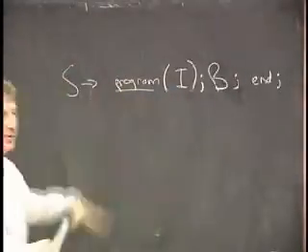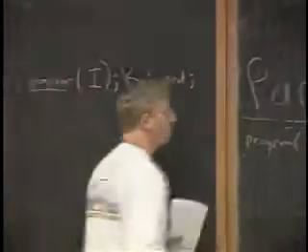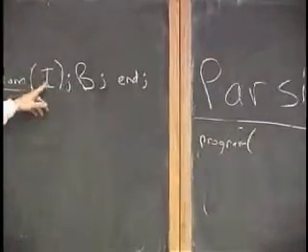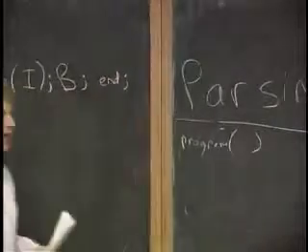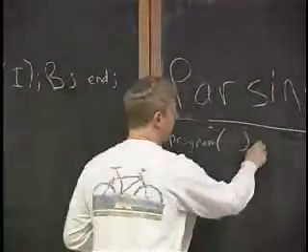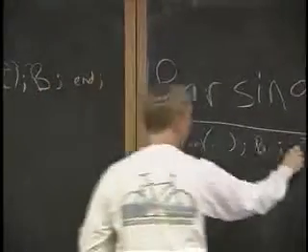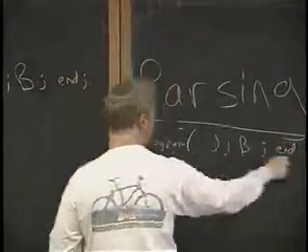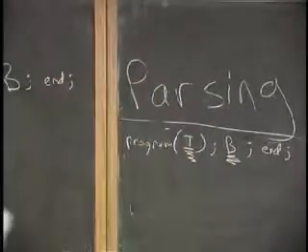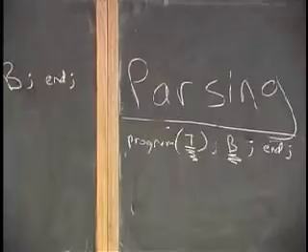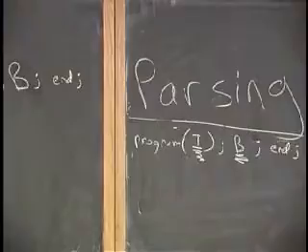So a legitimate program in this language would start out with the word program, would continue with an open paren, would have some sort of a thing that's called an I. We don't know what that is yet. You'd have a closed paren after that. Then you'd have a semicolon, some kind of a thing that's called a B. You'd have another semicolon, and some kind of a word end that has to be there, and then another semicolon. These things need to disappear and turn into some real terminal symbols, symbols that don't go away.